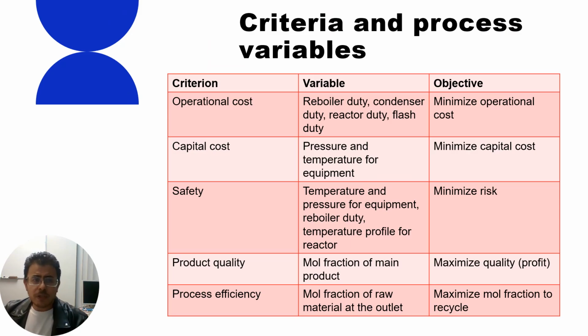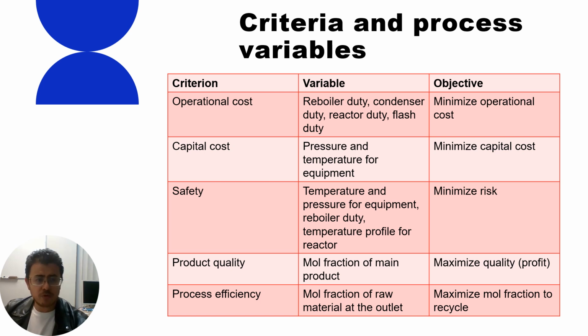Then we need to identify the variables that are related with each criterion. For example, the operational cost could be related with the boiler duty, with the energy consumption of the condenser, the energy consumption of the reactor, and the flash. And we need to minimize the operational cost.